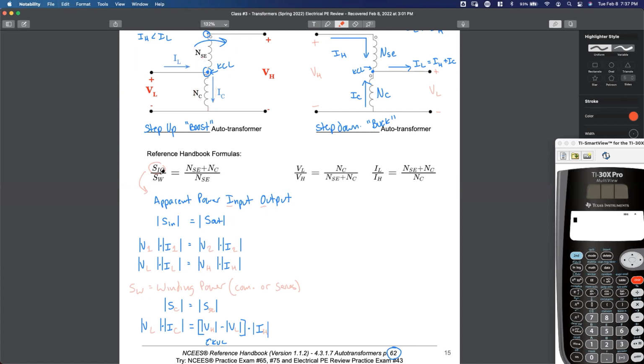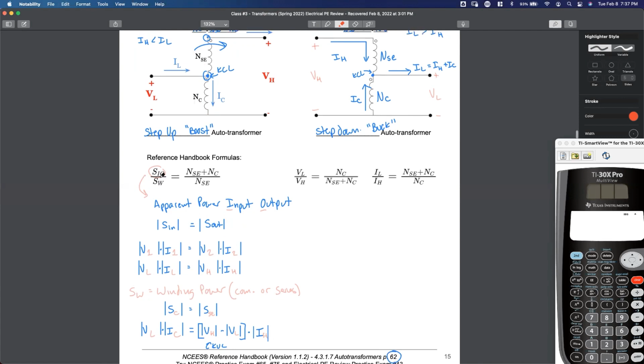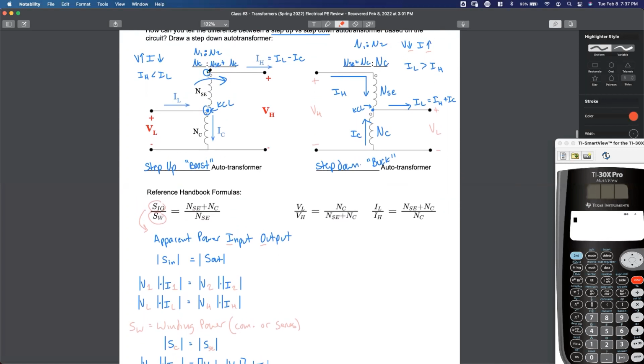Now, going back to this formula before we move on, you'll notice that here's SIO on top, here's SW on bottom. So all this formula tells us is that the ratio of the input or the output power to the apparent power in either of the windings is equal to the ratio of NSE plus NC divided by NSE. That's all.